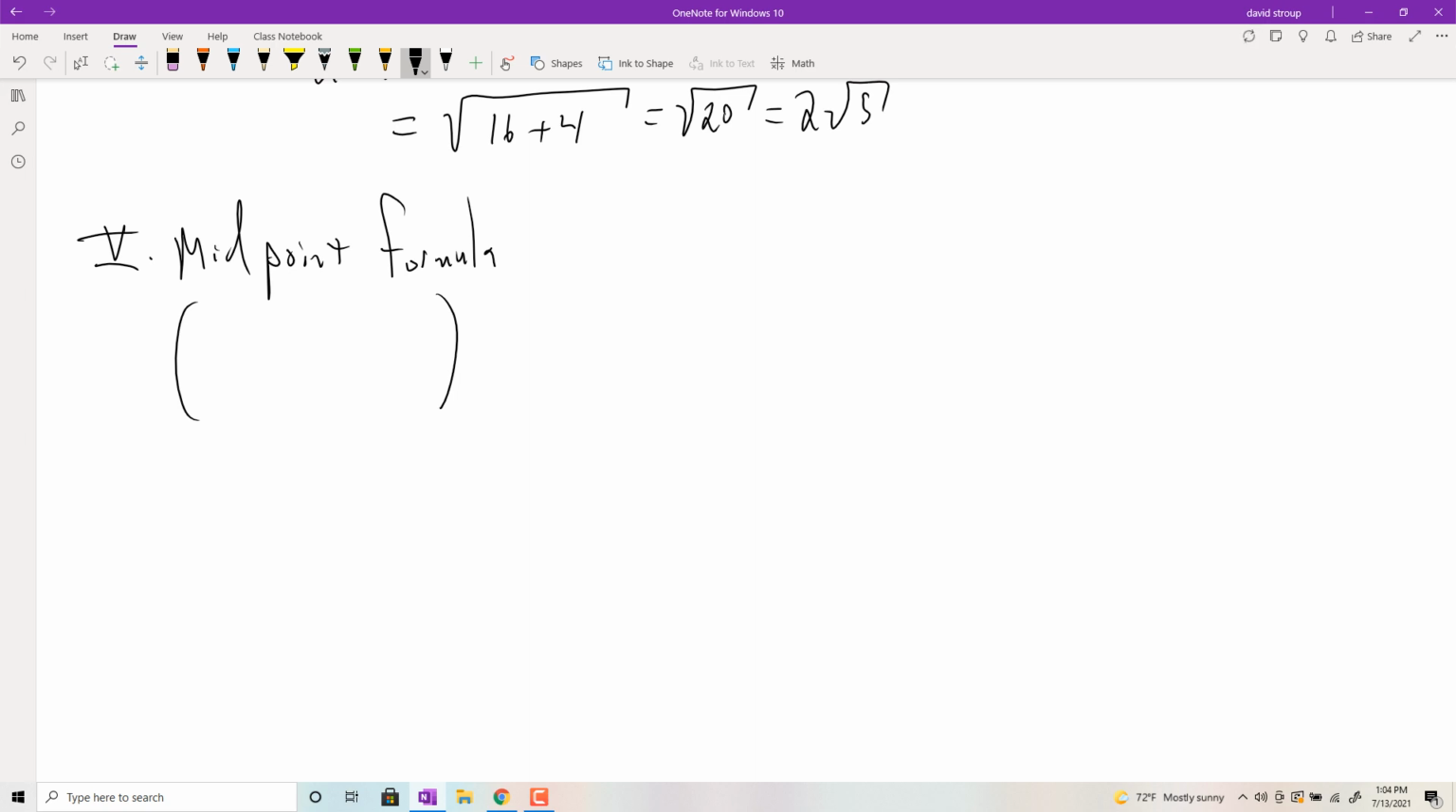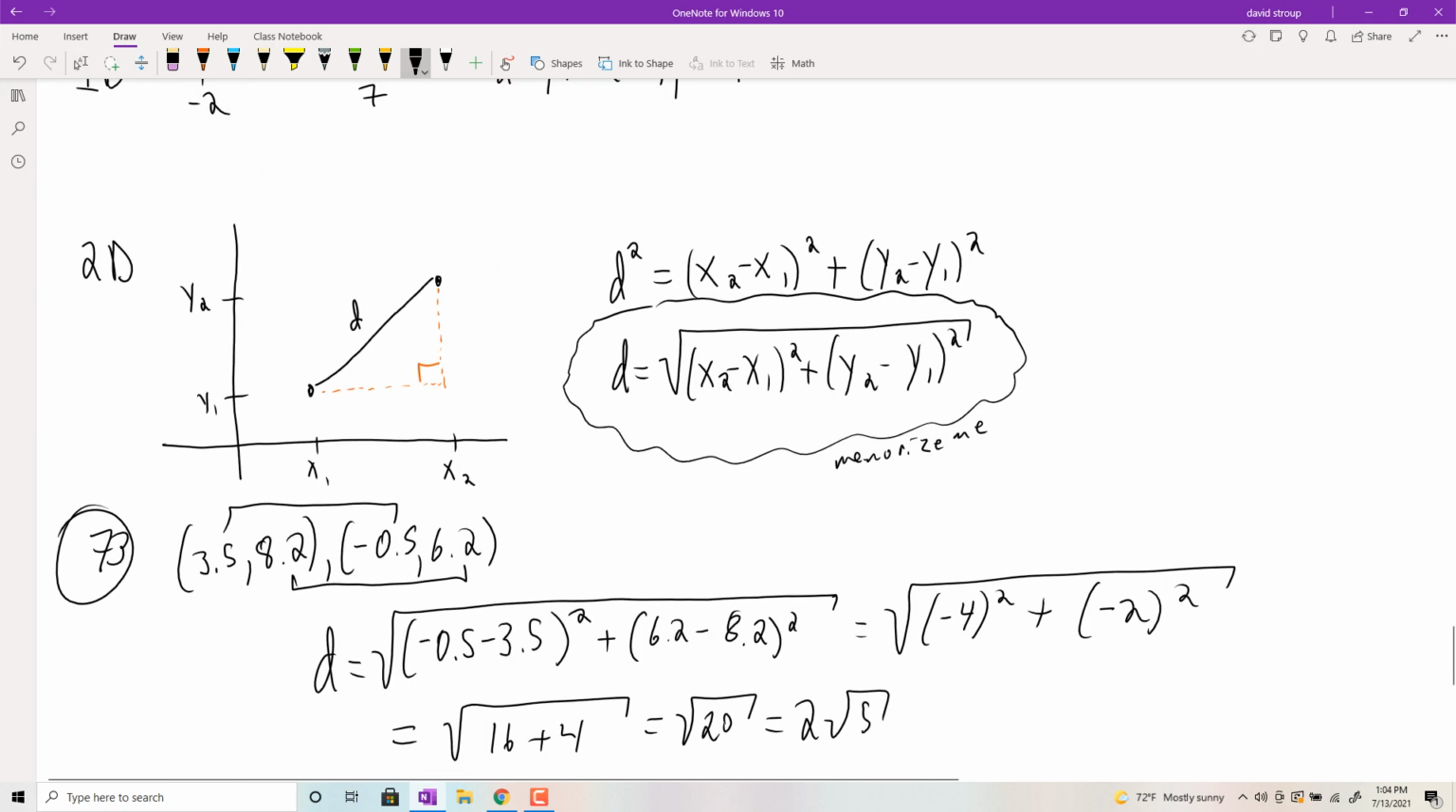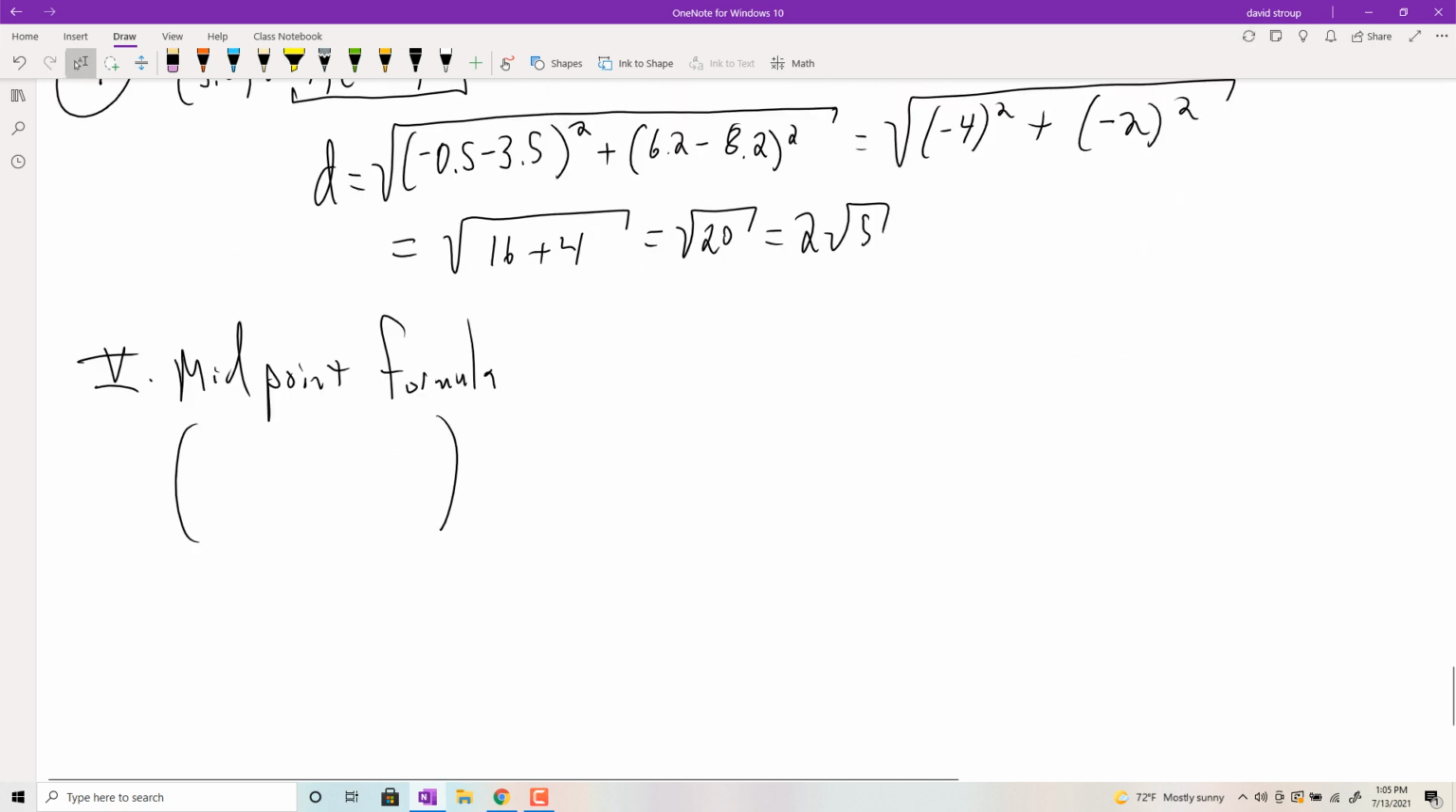Basically, again, you'll have 2 points in the plane like you do up here, and what you're looking for with the midpoint is the point right there. To figure that out, you take the average of x1 and x2, and that'll be your x coordinate. The average, you just add them up and divide by 2. And then for the y coordinate, you take the average of y1 and y2.